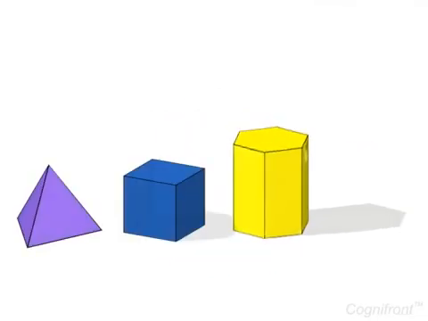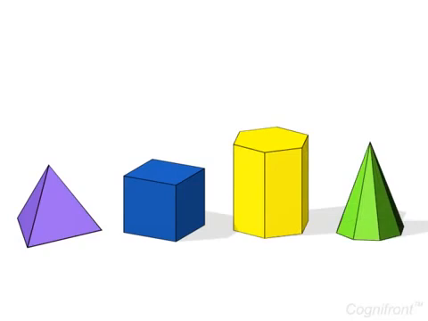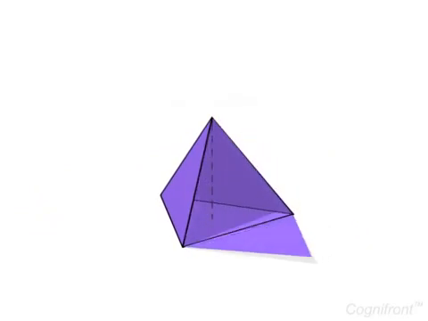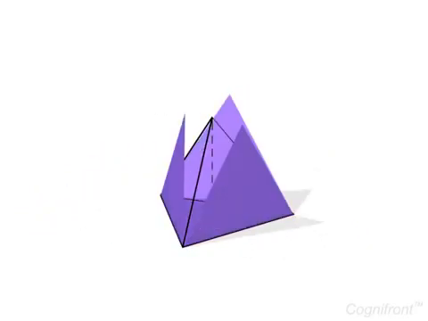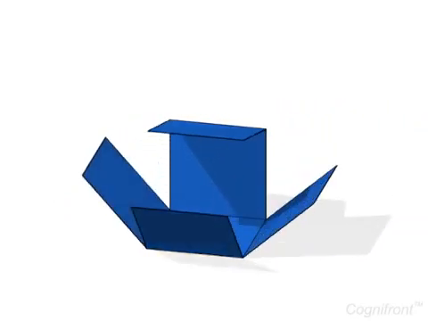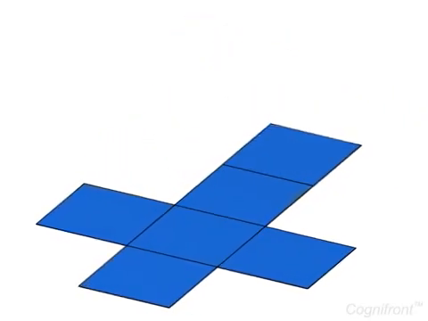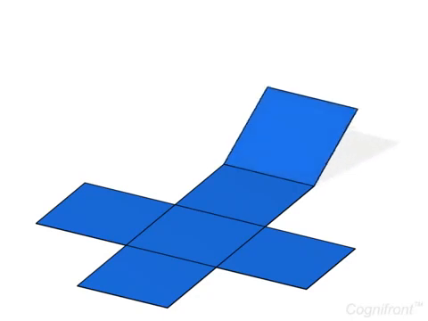Regular polyhedron has equal and regular planes. Some of the common types are tetrahedron, cube, prism, and pyramids. In tetrahedrons, all faces and base are equilateral triangular faces. A cube has 6 identical faces, each being a square.